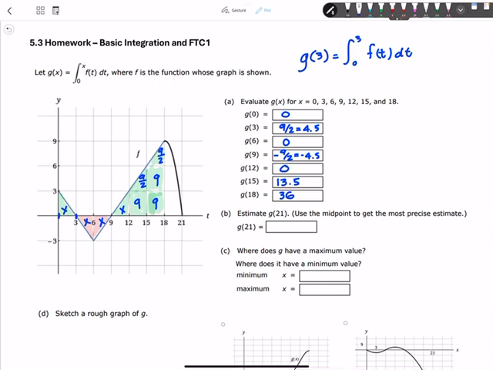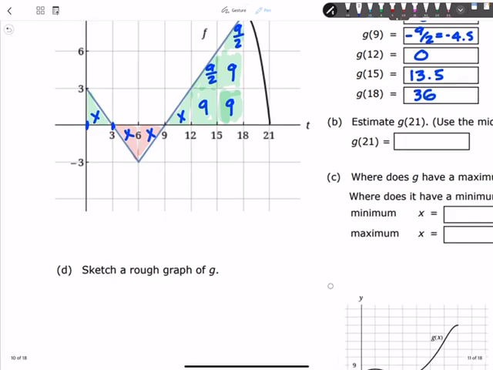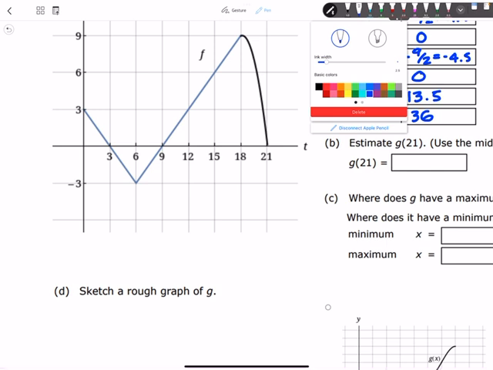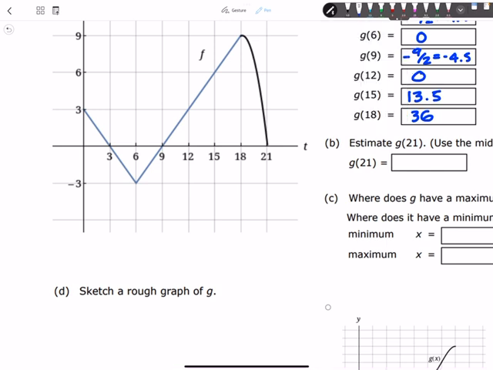In part B, we are asked to estimate g of 21 using the midpoint to get the most precise estimate. So for this midpoint, I'm going to clear this off for you, and we're going to go ahead and calculate these midpoints. So the midpoint on each one, if I subdivide this into 1, 2, 3, 4, 5, 6, 7 equal subintervals. Each subinterval, for instance, here's my first subinterval, has a width of 3, so delta x will be 3.